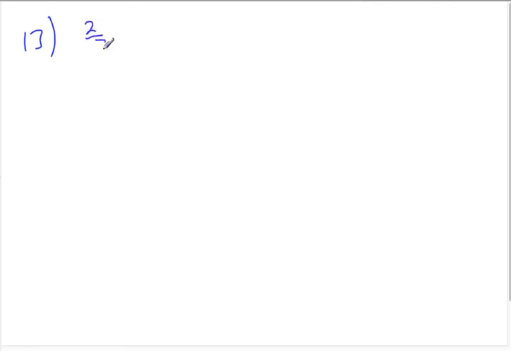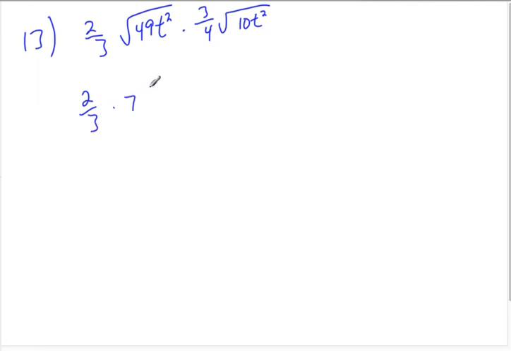2/3 times square root of 49t squared times 3/4 times the square root of 10t squared. Alright, 49, that's a square number. T squared is squared, so 7t. So we have 2/3 times 7t. And then we have 3/4. And 10 is 2 and 5, so nothing comes out of there, but a t does. So we have times t times root 10.